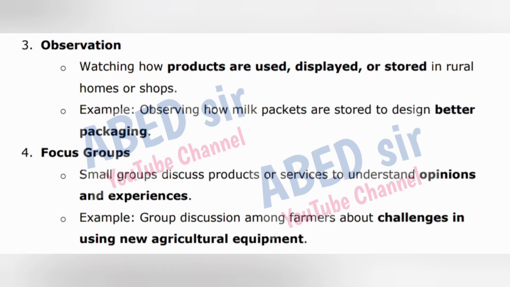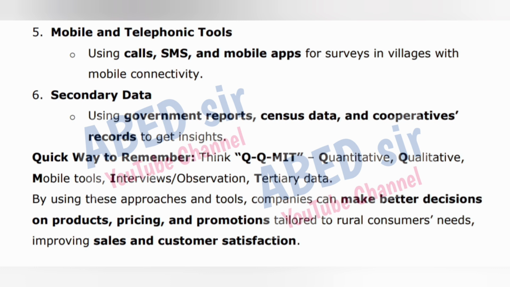4. Focus groups. Small groups discuss products or services to understand opinions and experiences. Example, group discussion among farmers about challenges in using new agricultural equipment. 5. Mobile and telephonic tools. Using calls, SMS, and mobile apps for surveys in villages with mobile connectivity.